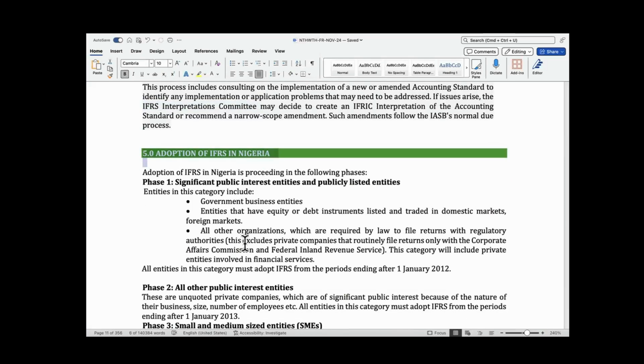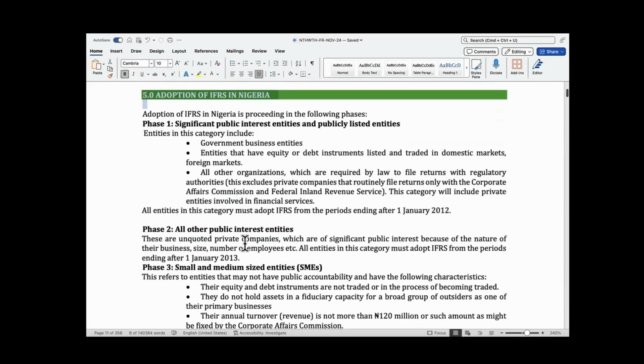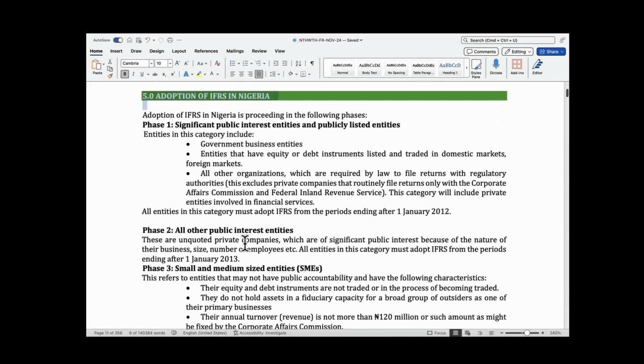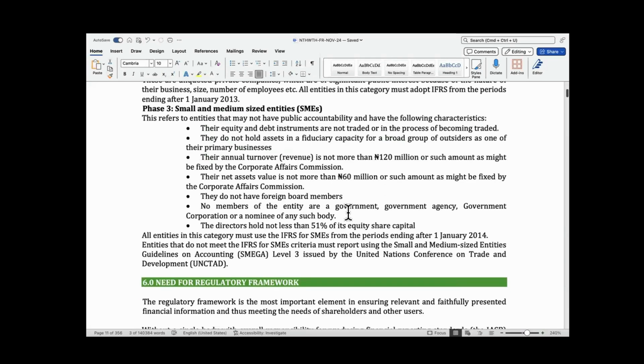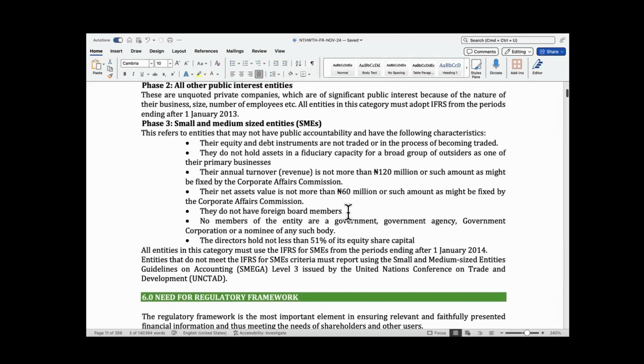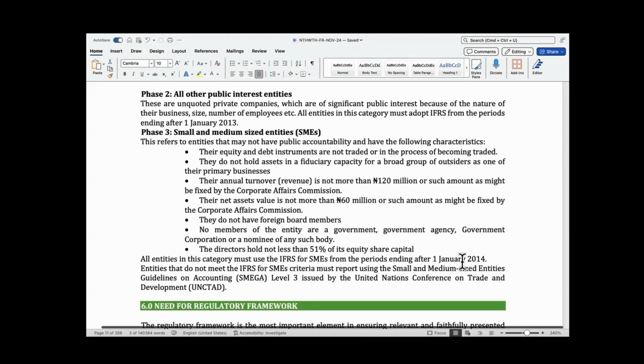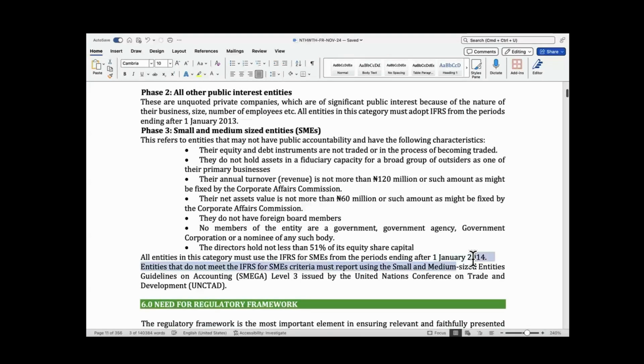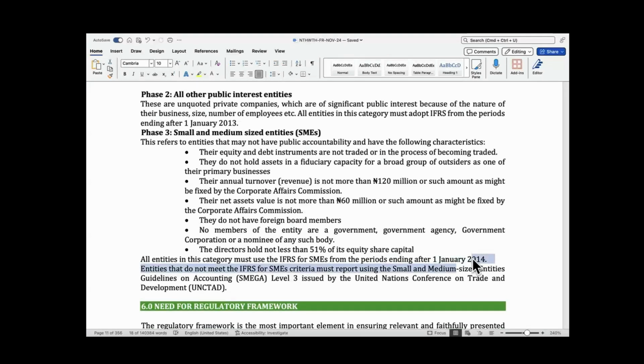I'm not going to do this because it has passed. ICAN will never ask this. Never. It has passed. Companies started adopting IFRS from 2012. And every company in Nigeria must have adopted IFRS from 2014. Every company as of today must adopt IFRS. So those steps or those phases have passed.